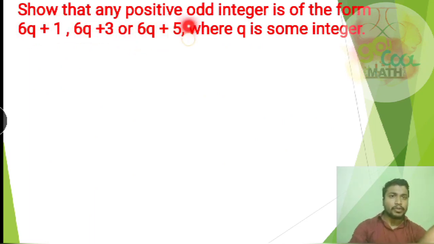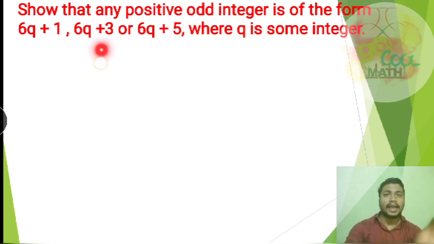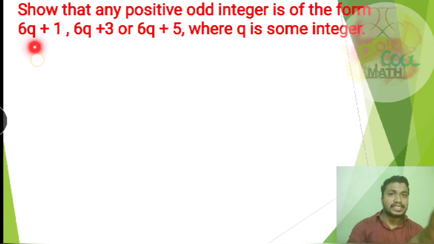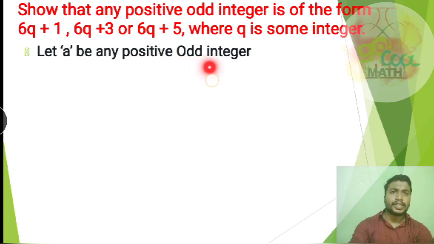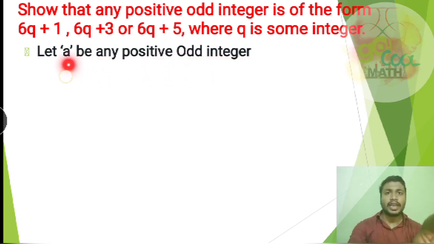Show that any positive odd integer is of the form 6q plus 1, 6q plus 3 or 6q plus 5, where q is some integer. Here we have to consider the dividend a as positive odd integers and the divisor as 6. Let a be any positive integer, as we all know. So positive odd integers are 1, 3, 5, 7, 9, 11, etc. So therefore a is a dividend and it may be any positive odd integer.